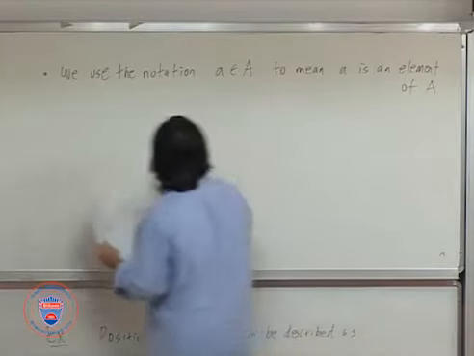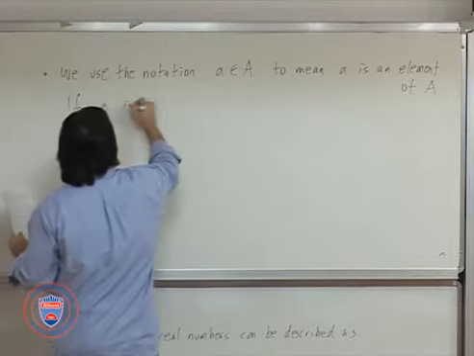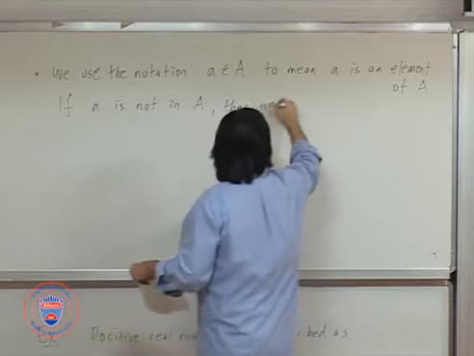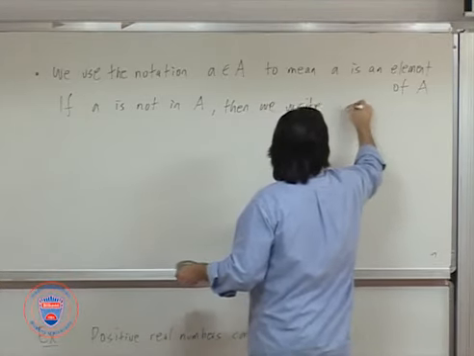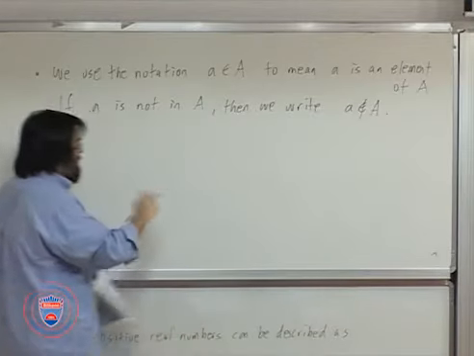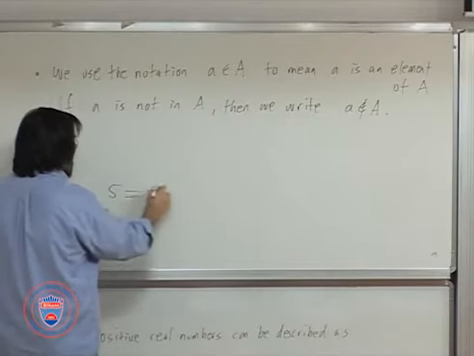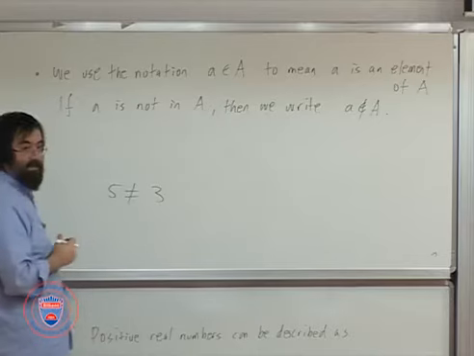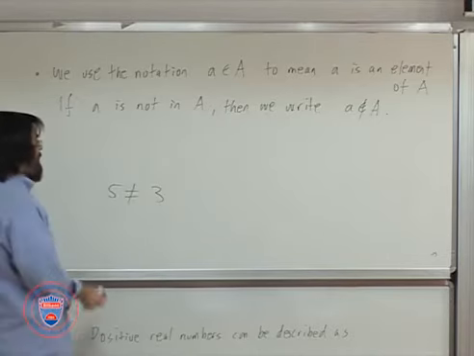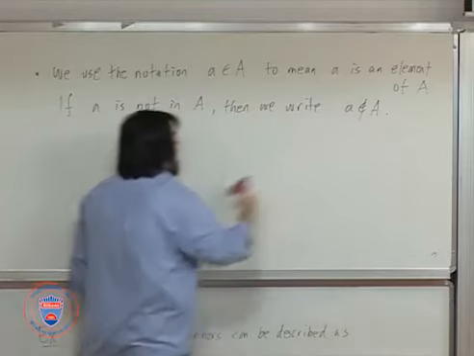So if a is not in A, then we write a ∉ A. Usually you put a line to say something is not true. So if you write an equality, say 5 = 3, you put a line through it, and they're not equal. Okay? So this line negates what you just wrote.